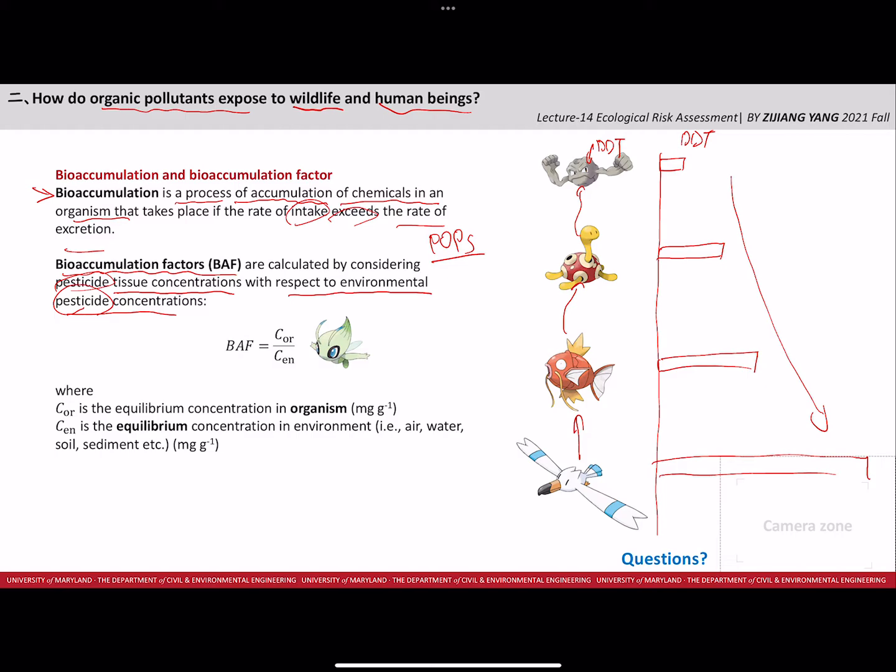And actually, we can use any of the pollutants. But usually the POPs are bioaccumulative. So here, BAF is defined as the concentration of the organic pollutant in the organism divided by the concentration of the pollutants in the environment. And here are the units, but the units can be some other units based on your situation.